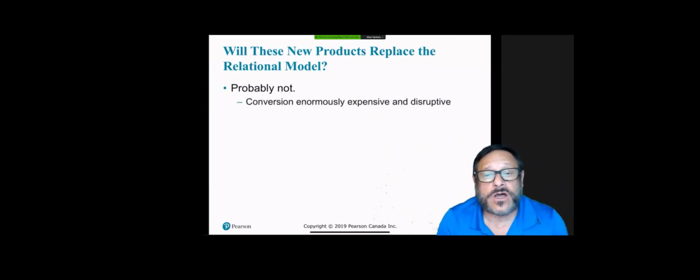The conversion is also normally expensive and very disruptive. If I'm Amazon and I want to go from a relational database model to a non-SQL, for example, how long will I be down? Will I do this in stages? Would I be down for a day or 3 days? How much business would a company like Amazon lose being down for 3 days?